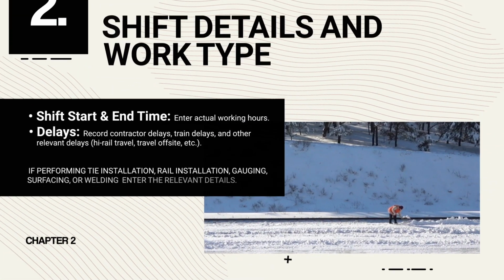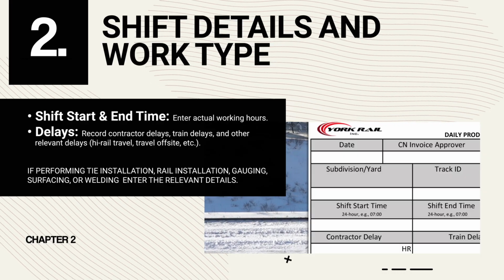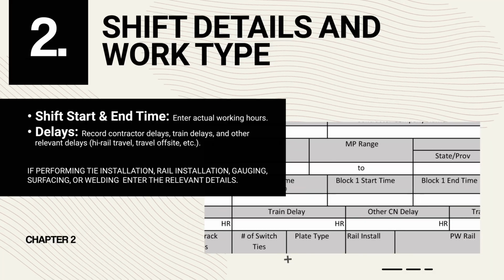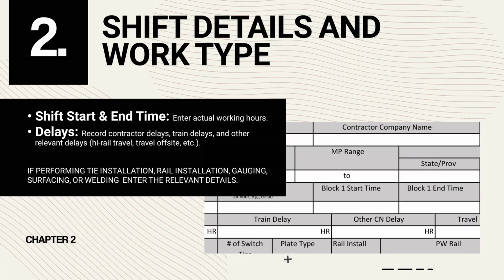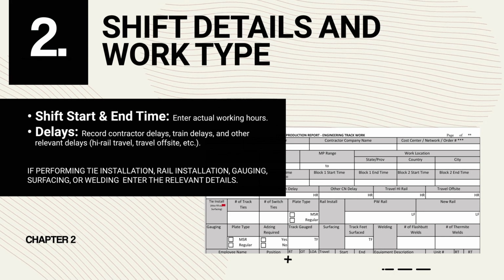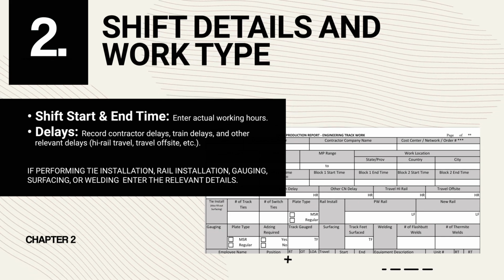2. Shift details and work type. Shift start and end time. Enter actual working hours. Delays. Record contractor delays, train delays, and other relevant delays, such as high rail travel, travel off-site, etc. If performing tie installation, rail installation, gauging, or surfacing, enter the relevant details.